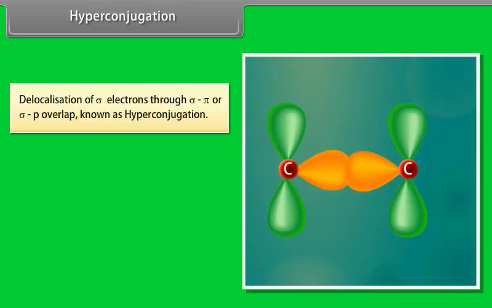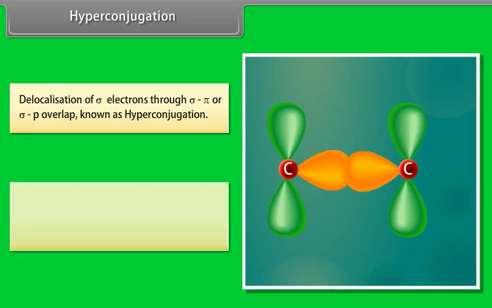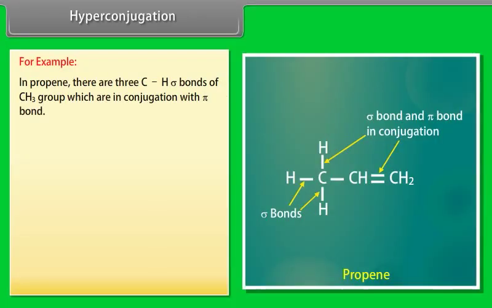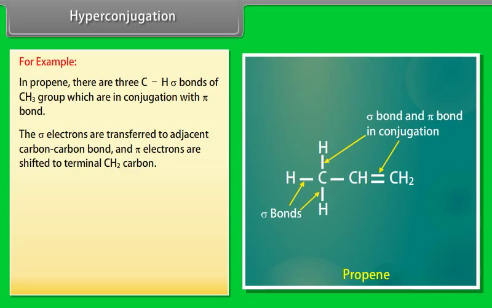Hyperconjugation. Delocalization of sigma electrons through sigma-pi or sigma-p overlap is known as hyperconjugation. The sigma bond in conjugation with the pi bond, or sigma bond in conjugation with the p orbital, participates in delocalization and thus stabilizes the system. For example, in propene there are three C-H sigma bonds of the CH3 group which are in conjugation with the pi bond. The sigma electrons are transferred to the adjacent carbon-carbon bond and pi electrons are shifted to the terminal CH2 carbon.